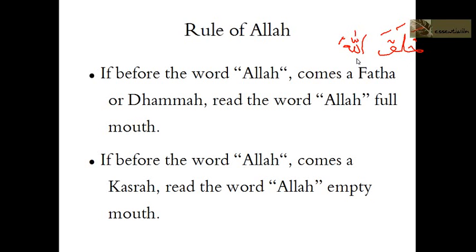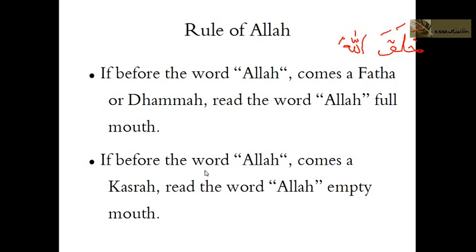And so what we do is we go back a letter. Now this alif is also empty, so we go back another letter. The qaf has something on top, and we know if it's fatha or dhamma, which are both on top, then Allah is full mouth or heavy. So it's pronounced khalaqallahu. If someone said it light, that would be incorrect.